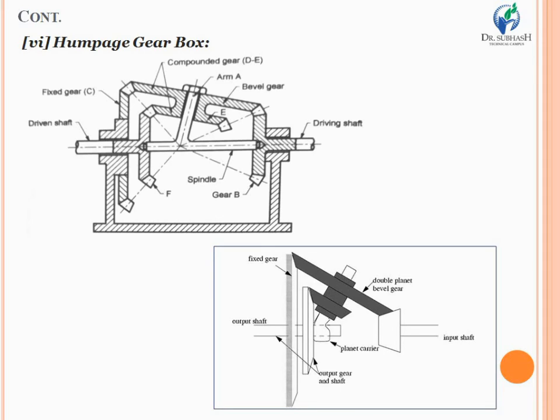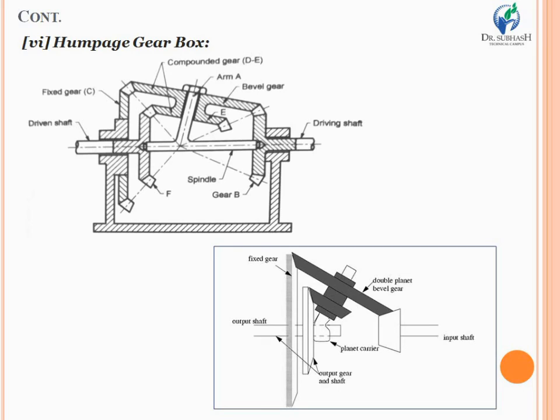So now when you are rotating the output shaft, of course the double planet bevel gear, which is mounted on the planet carrier, will also rotate, and due to its meshing with the bevel gear mounted on the input shaft, the input bevel gear will also rotate. So in that way you get the power as well as torque and motion from the input shaft to the output shaft. This is the basic mechanism of how power can be transmitted from input shaft to output shaft.